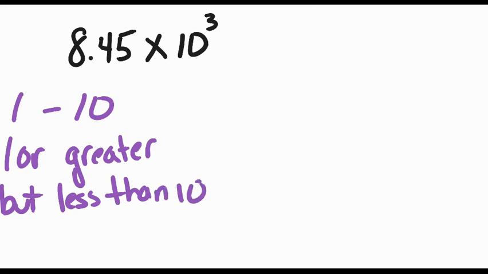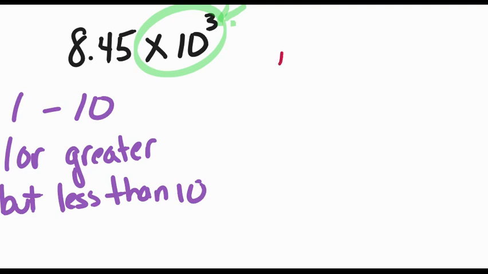And then it has to be multiplied by 10 to some power. Okay, the 10 has to have an exponent on it. In this case, it's 10 to the third power. So that's how we know if a number is in scientific notation. Let's look at how we change it if it's not in scientific notation.